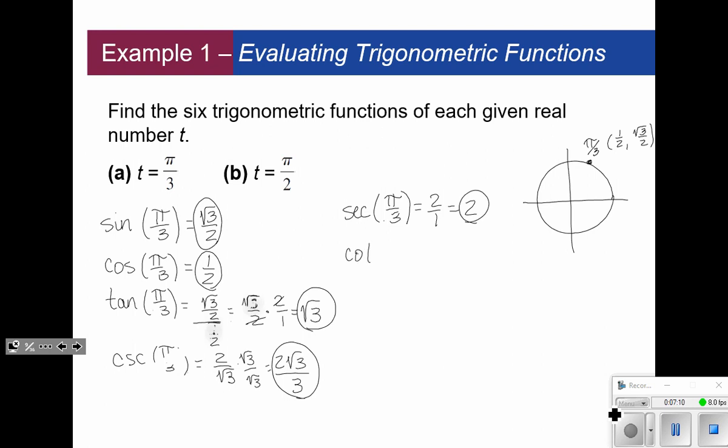Cotangent of pi over 3, again, is the reciprocal of tangent of pi over 3. So instead of it being root 3, it's going to be 1 over root 3, which then we know if we rationalize it is root 3 over 3. And again, you've got this pretty little chart on page 12 of the handout.